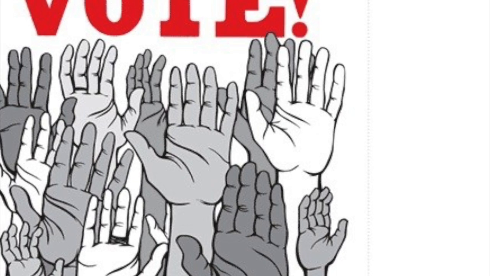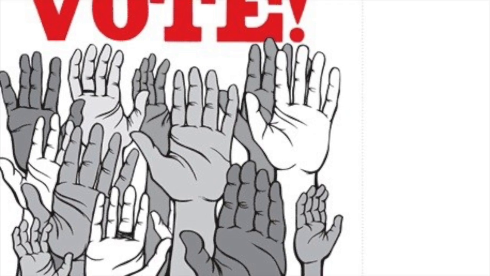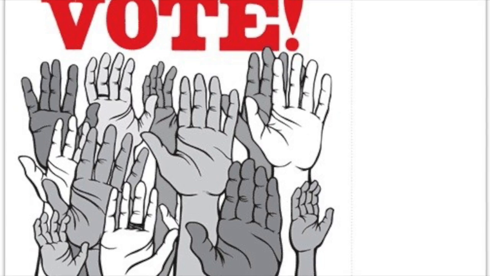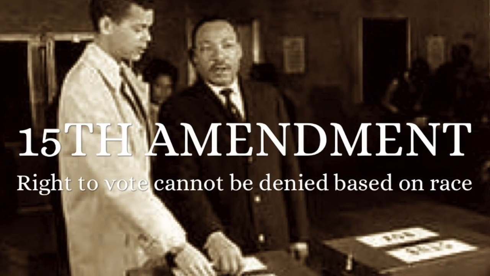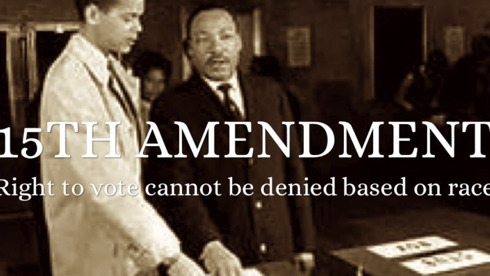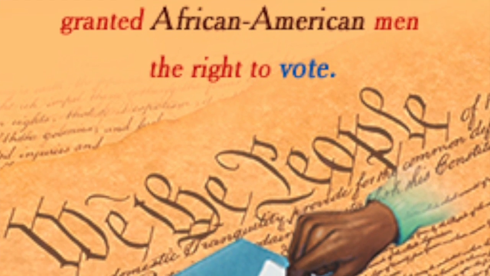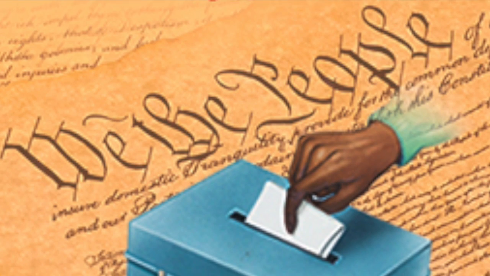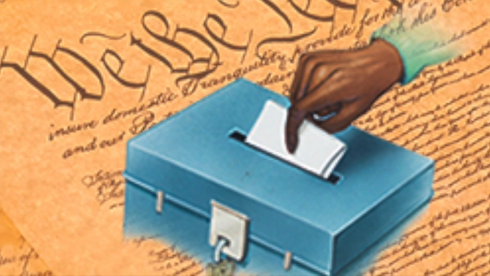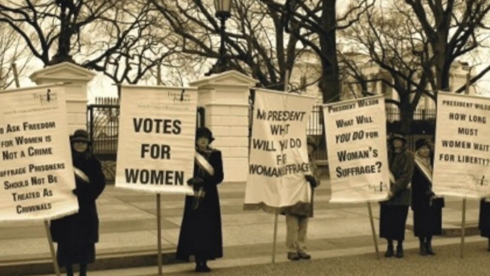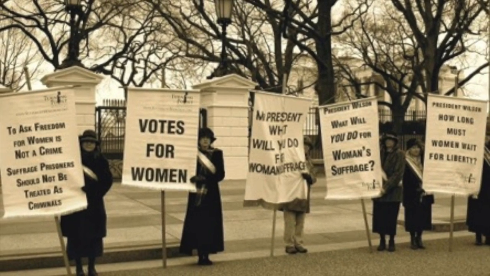And finally, the last amendment that was added to the Constitution during the Reconstruction era was the 15th Amendment. The right of citizens of the United States to vote shall not be denied or abridged by the United States or by any state on account of race, color, or previous condition of servitude. When this amendment passed, the Constitution specifically defined citizenship to males, excluding women, including African American women. They felt that they were robbed of their rights since they had so much to do with the Civil War.